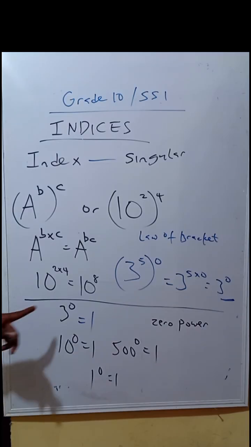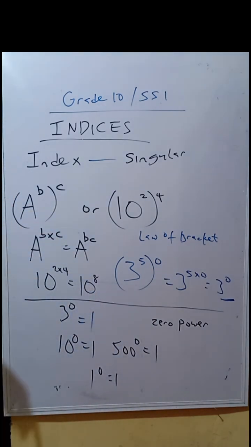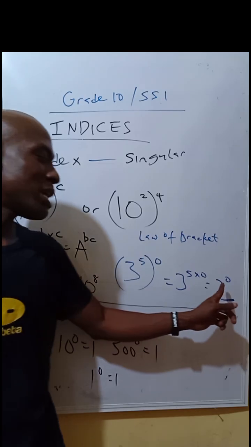So any non-zero number raised to the power 0 is what? 1. 2 raised to the power 0, 1. 3 raised to the power 0, 1. 4 raised to the power 0, 1. 1 million raised to the power 0 is 1. 1 raised to the power 0 is what? 1. So you see that we can then simplify it.